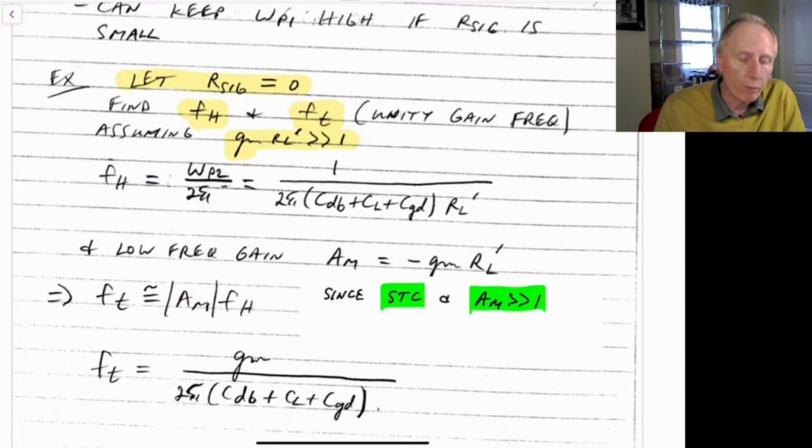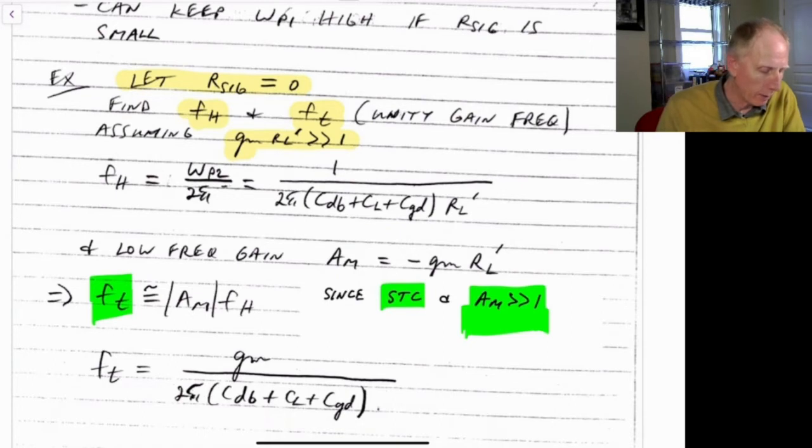So we know from before that the unity gain frequency for that, if I know the DC gain and I know the 3 dB frequency, I just multiply those two together, and that's approximately equal to the unity gain frequency when the DC gain is much greater than 1. And that is the case that we're looking at here. So we have the unity gain frequency is equal to the DC gain A_m times f_H, the high frequency pole.